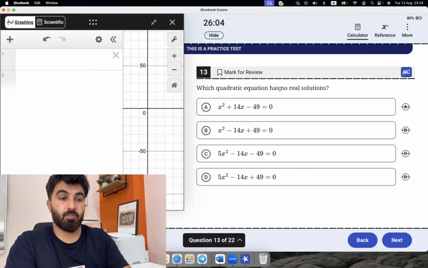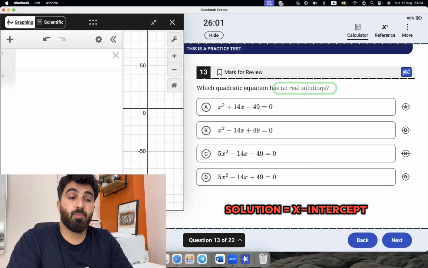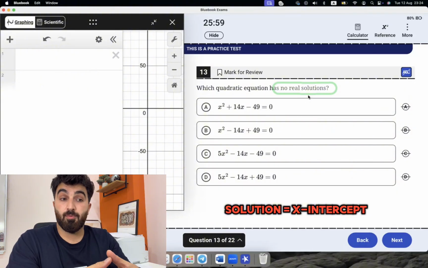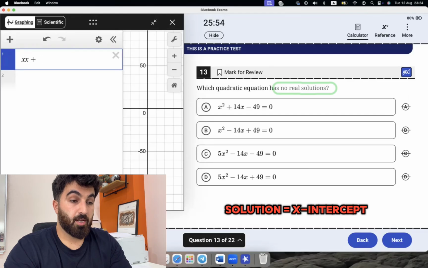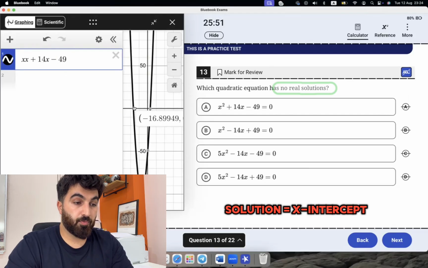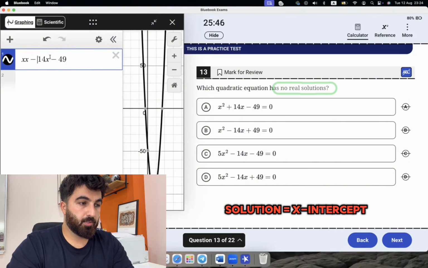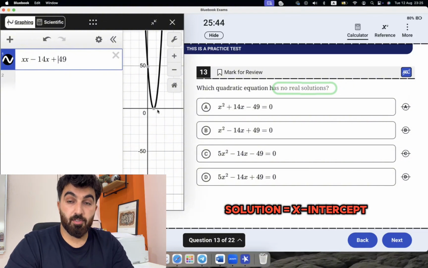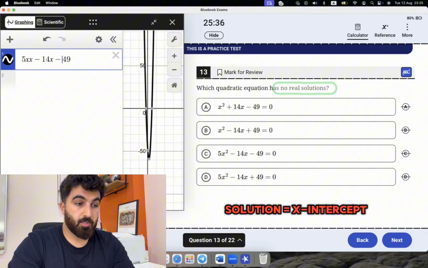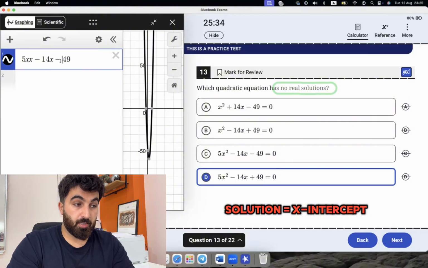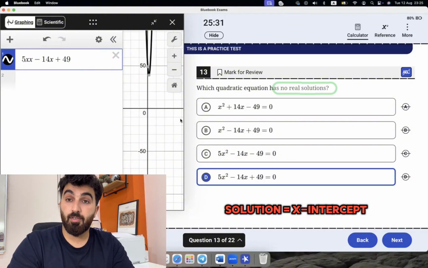Okay, almost halfway. The quadratic equation has no real solution. What you can do is type them into Desmos to see in which case we have no solution. If you don't want to write x squared, just write x times x. For the first one, we have a solution. The second one is minus 14 and plus 49. A solution is an x-intercept, so we still have a solution. The third one, C, is 5x squared minus 14x minus 49. Still we have a solution, so the answer is D. When you write plus 49, you see there is no x-intercept, so there is no solution.